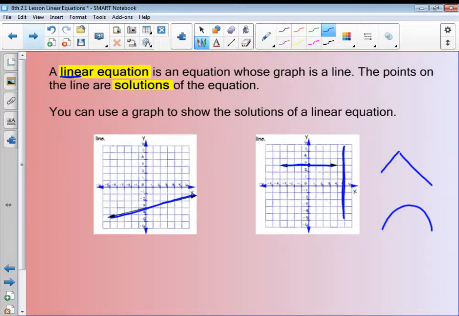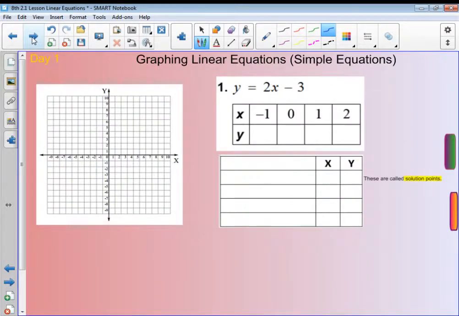The points on the line are solutions of the equation, and those are things that we're going to be working with today. Okay, so to start out with, I want to introduce you to two different formats of working with tables, function tables, also known as in and out tables. What we will be doing is I will give you an equation, and to start out with, I'll give you one where it has y by itself. And then we're going to go through and actually substitute in.